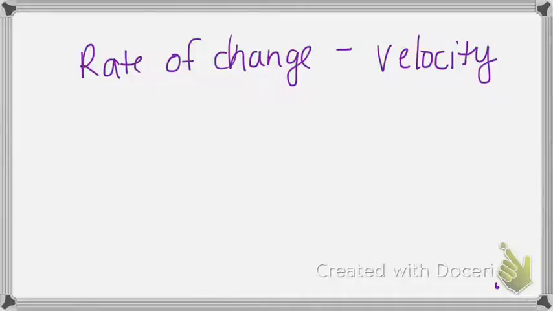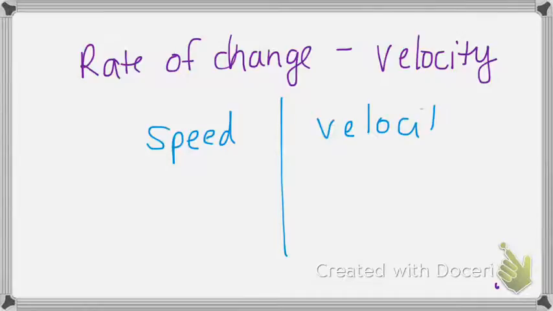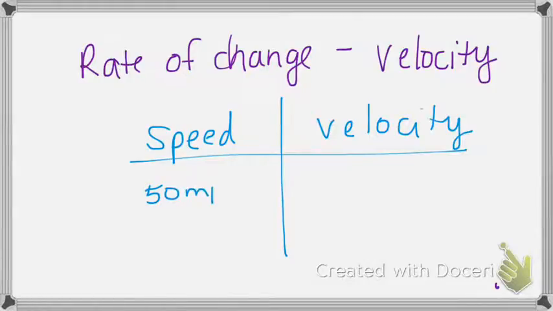Now, if you've had physics, you might know the difference between speed and velocity. If you haven't, that's okay. Speed and velocity are very, very similar. We understand that speed, if you're driving a car and you go 50 miles per hour, that's the speed. Well, velocity is also 50 miles per hour, but it includes the direction.